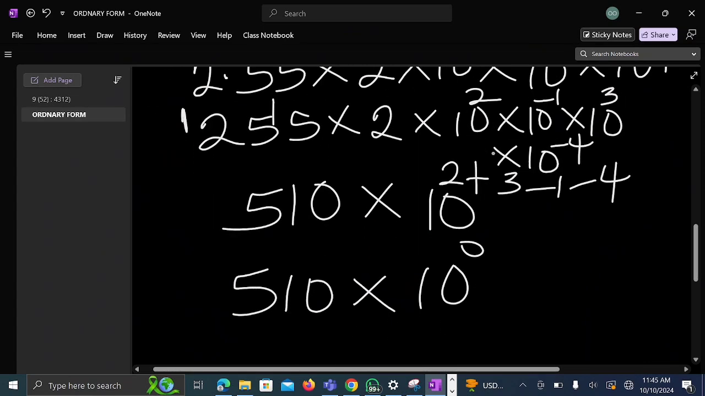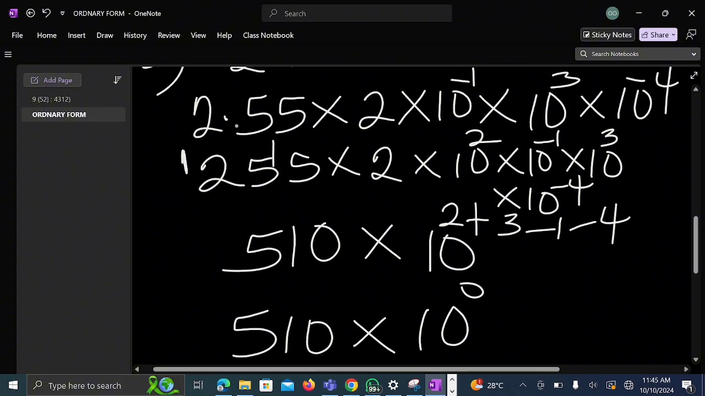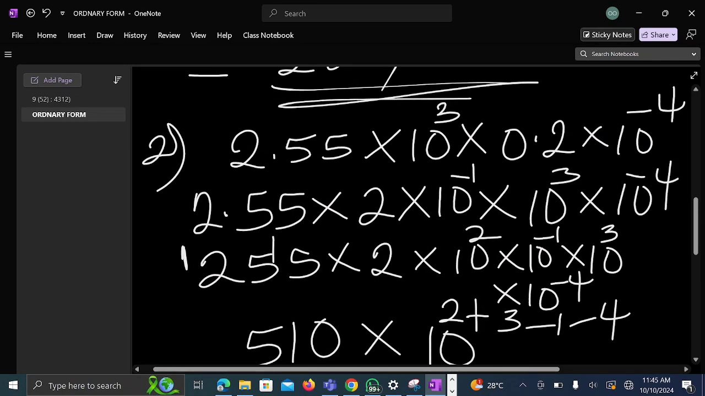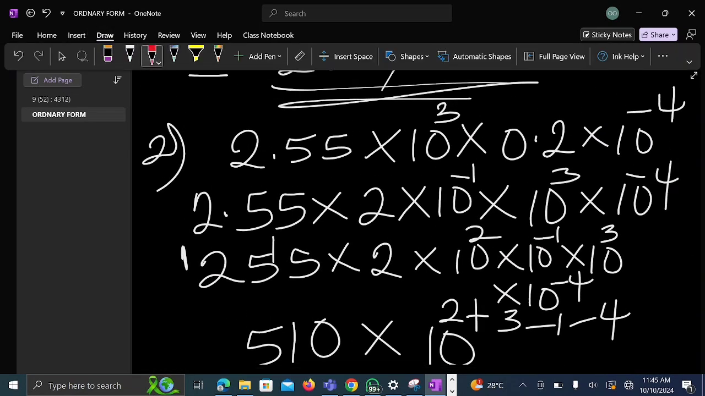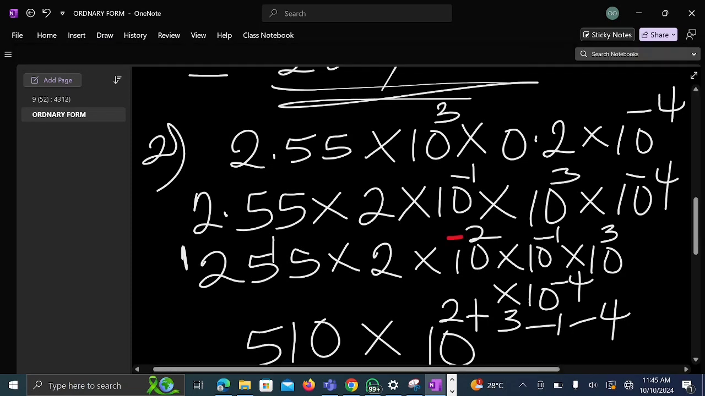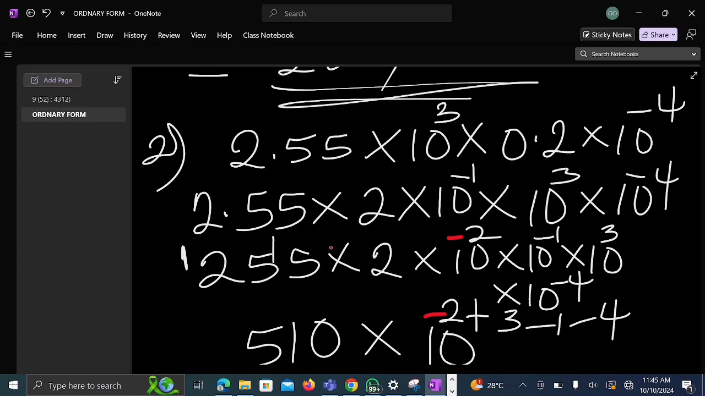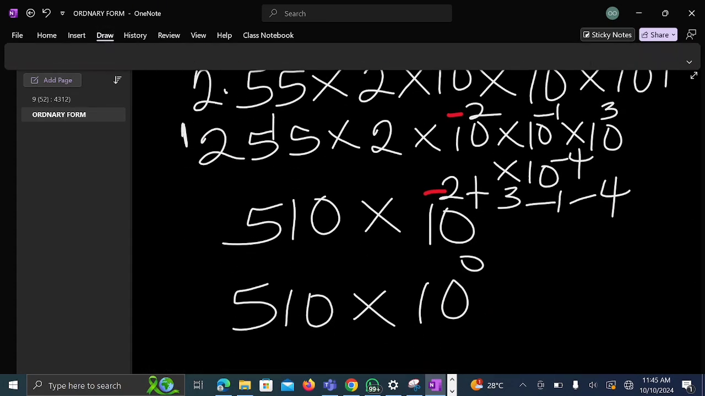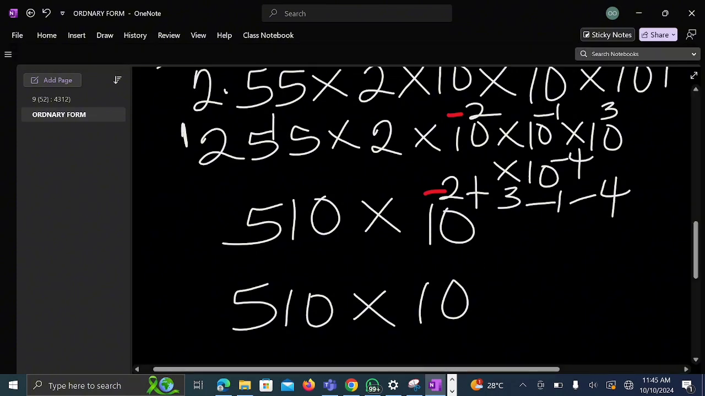Right? Now, this is wrong. You know why it's wrong? Here we have 2.55. I removed the decimal places, so to restore the decimal, this should have been -2. Because I removed the decimal places here, 2 dp, to return it I'm supposed to move 1, 2. So that's why we are not having the correct value there. So this cannot be 0.